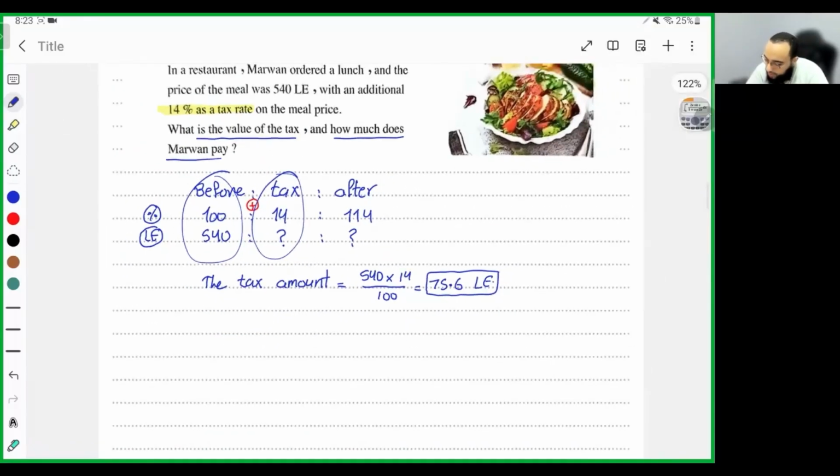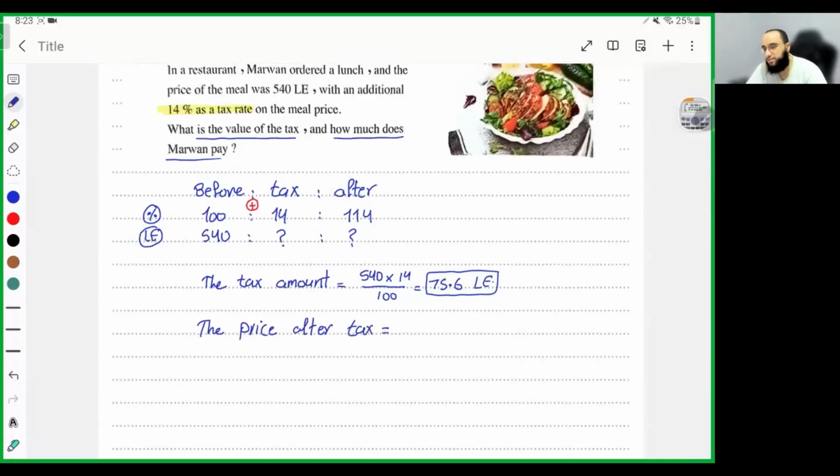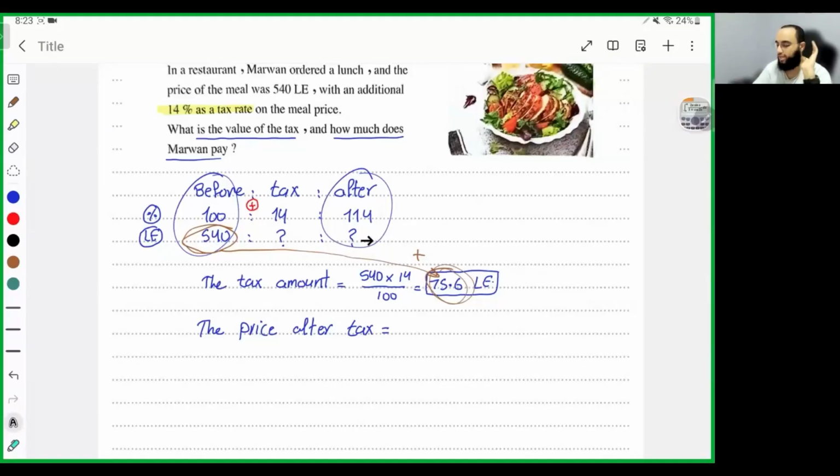So right now we have to calculate the price after adding tax. You have two ways. You can make a cross multiplication like the previous, or you can add 540 to 75.6. Both are correct. In the previous discount question, we were subtracting. Right now, you are gonna add because it's a tax. It's increasing the money. 540 plus this amount gives you the price after the tax. Or do it like the following: cross multiplication, 540 times 114 over 100.